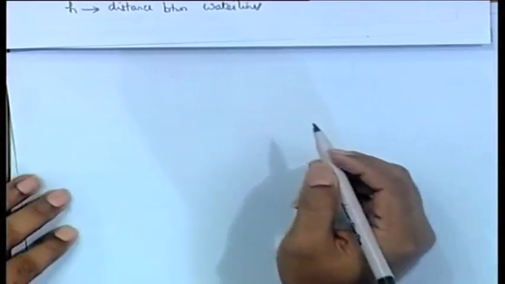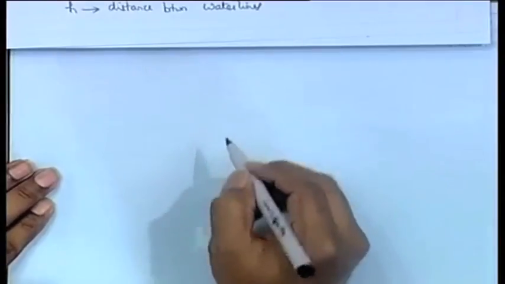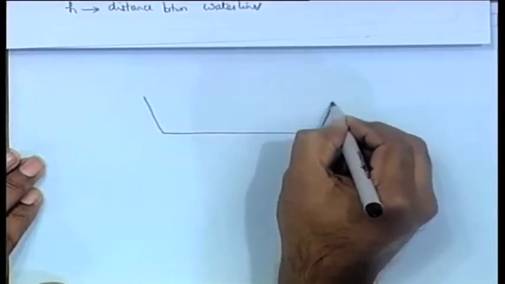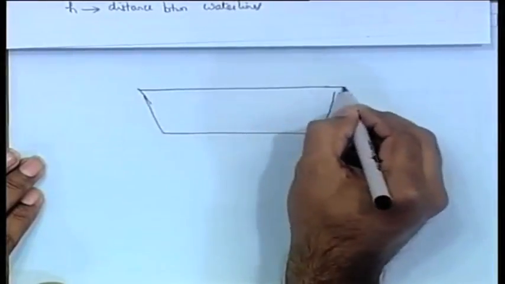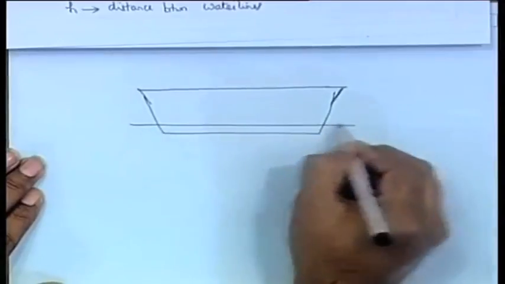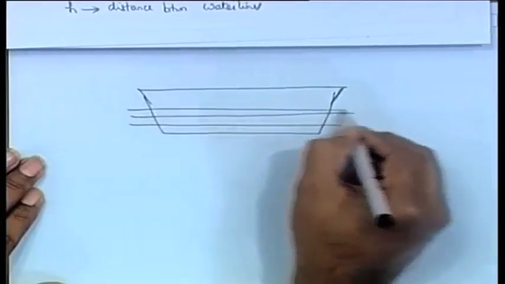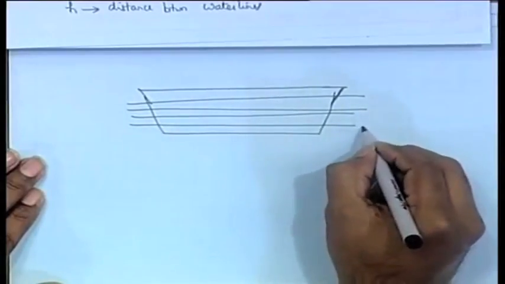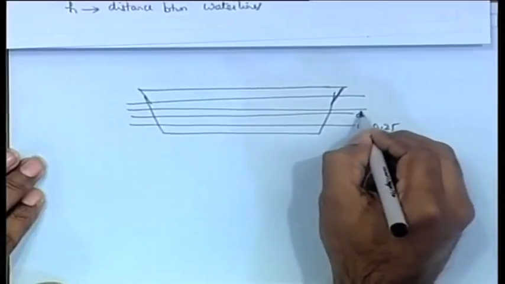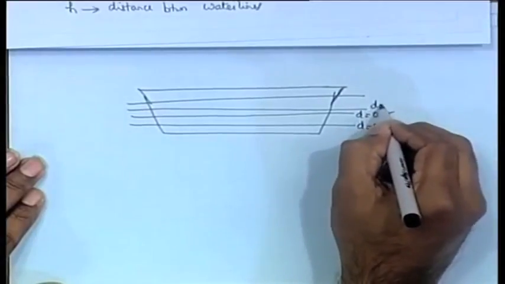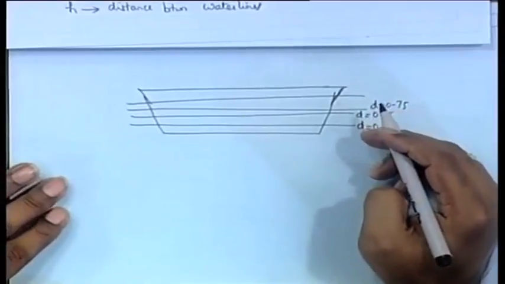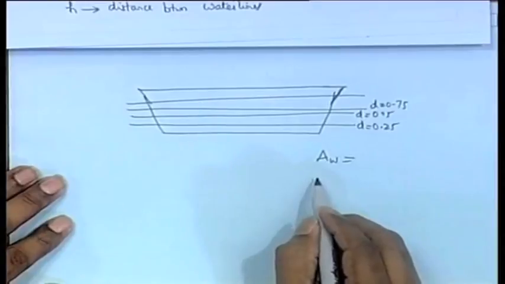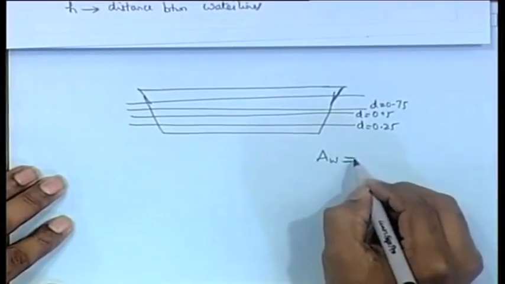Okay. Yeah, another thing is you could be given at different drafts, this is the ship, and at different drafts, that means at different cross sections or different water planes, you are given the water plane area. These are different drafts, let us say draft of 0.25, draft of 0.5, draft of 0.75, like that. You are given at different drafts what is your water plane area. AW, this is always written as AW, AW means water plane area. So, water plane area at different drafts are given.